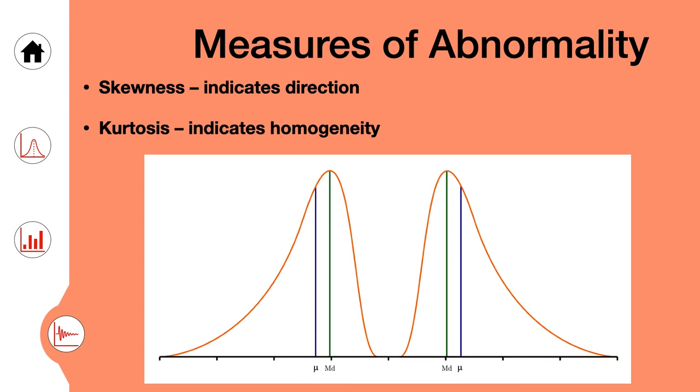In the figure just next to it, the one on the right, it is positively skewed. That means the data is being shifted to the left. So the mean is higher than the median. Again, the median is used here to separate the data into two equal parts.